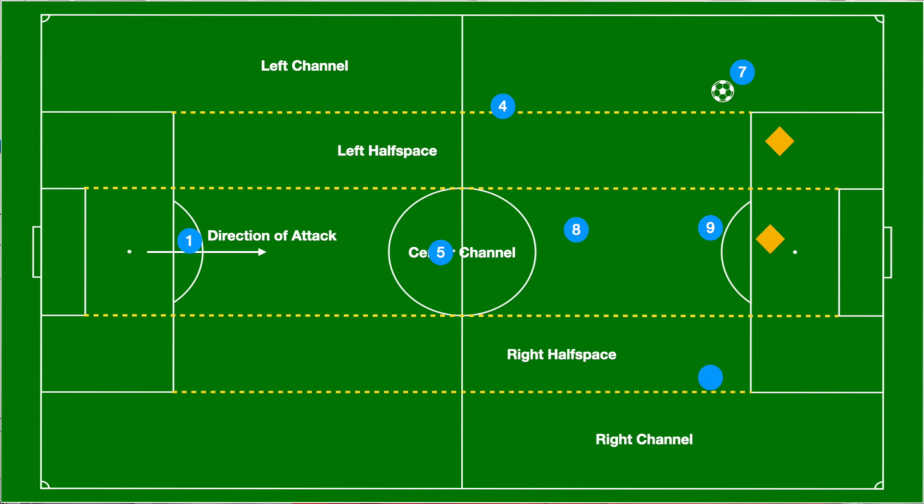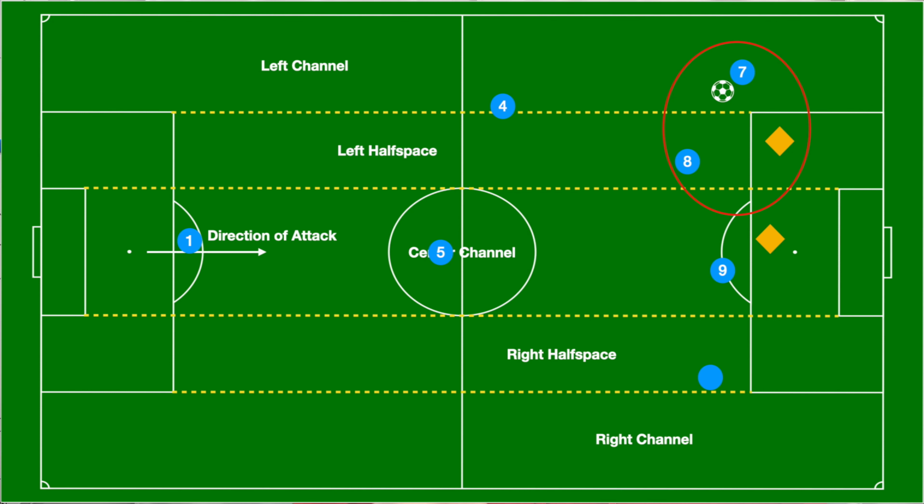And where these half spaces come into play is now, in this instance, you can see the 8 has moved from the center channel to the left half space. And what they've just done now, with the 7 maintaining their width in the full channel, is you've created a 2v1 against that defender that's over there. You're now making those defenders make a choice.